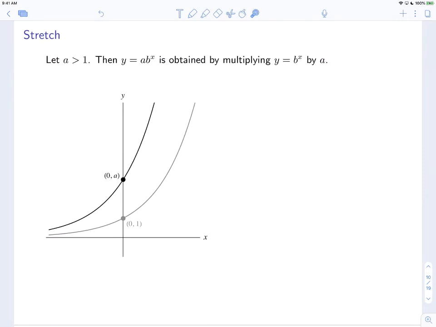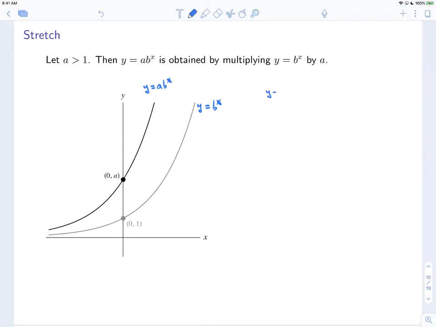We can also stretch our graphs. So suppose that a is a number bigger than 1. Then the graph y equals a times b to the x is obtained by multiplying all of the values of b to the x by a. So in particular, if you start with the parent function y equals b to the x, the y-intercept happens when y is equal to 1. So the new y-intercept, the y-intercept for y equals a b to the x, occurs when you take all of the values and multiply them by a. So in particular, if you look at the y-intercept, where the y value is 1, you multiply it by a, and you get a y-intercept of a.